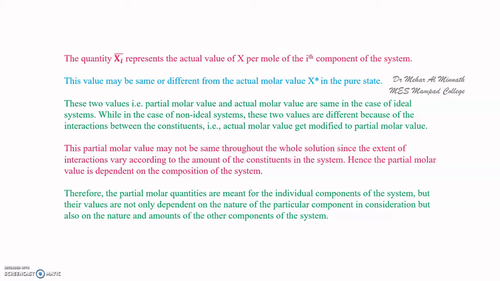Okay, so you cannot put the partial molar quantity of a particular component as the property of the whole system. But the partial molar quantity of an individual component is dependent on the nature of that component, that's quite sure, but also on the nature and amount of the other component, because the nature and amount of the other component decides the interaction of other components with the component under consideration. So these are few facts related to the partial molar quantity, okay, which you must keep in your mind to understand the concept further.